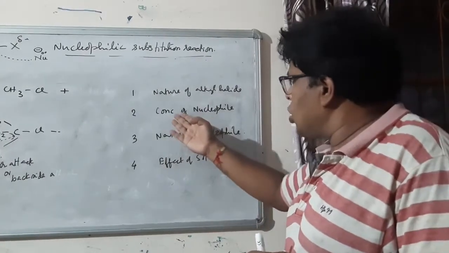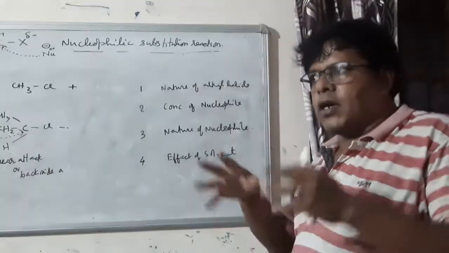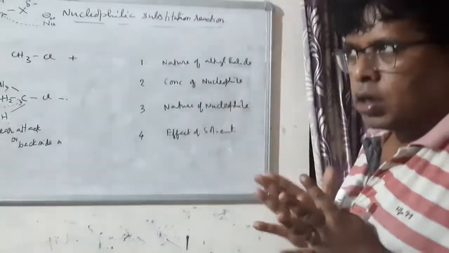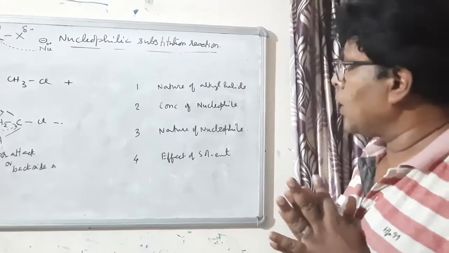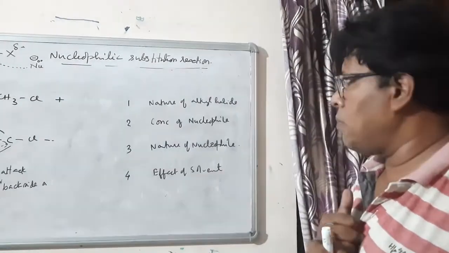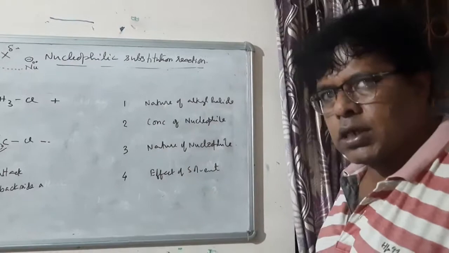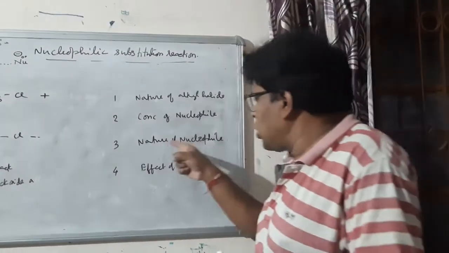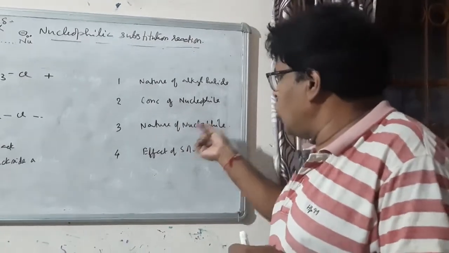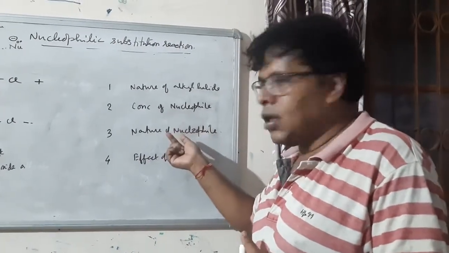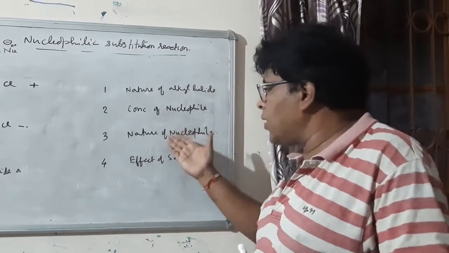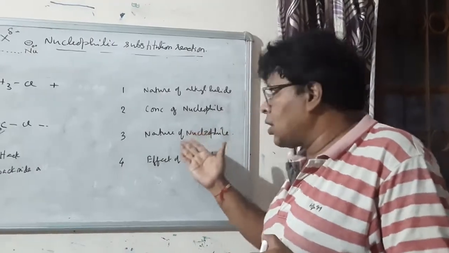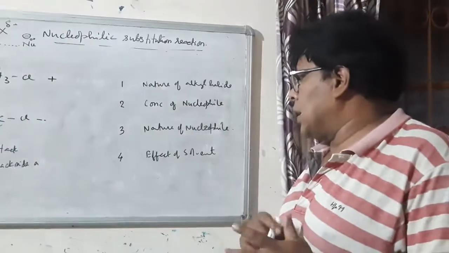The second thing is the concentration of the nucleophile. If in the system the nucleophile concentration is more, then it will follow the SN2 mechanism. If the nucleophile concentration is less, it will go by the SN1 pathway. Nature of the nucleophile: if the nucleophile is strong, then it will prefer the SN2 mechanism. If the nucleophile is weak, then it will go by the SN1 mechanism.